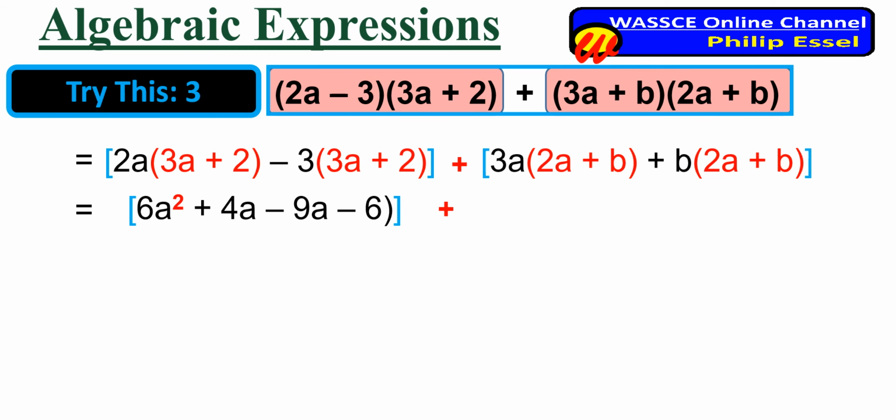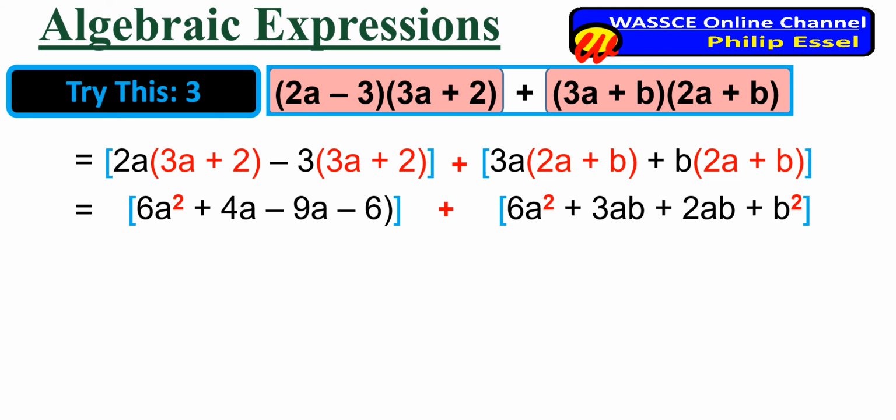Let's write our plus sign. Now let's go to the second part of our expression. So here the 3a would first multiply the 2a, that would give us 6a squared. It would again multiply positive b, and that would give us 3ab. Let's take the positive b. It would first multiply the 2a, that would give us positive 2ab. Then it would multiply the positive b, and that would give us positive b squared.